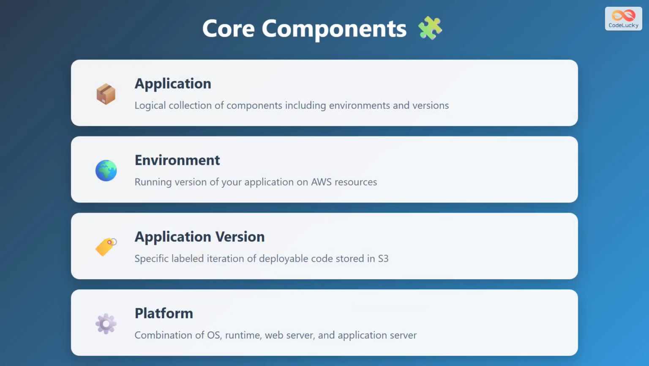To understand how Elastic Beanstalk works, let's look at its core components. First is the application, which is a logical collection of all your Elastic Beanstalk components, including environments and versions. Second is the environment, which represents a running version of your application deployed on AWS resources like EC2 instances. Third is the application version, which is a specific labeled iteration of your deployable code that's stored in Amazon S3. And finally, there's the platform, which is the combination of the operating system, programming language runtime, web server, and application server that your code runs on. These components work together to create a complete deployment solution.